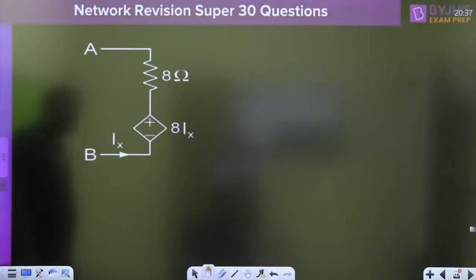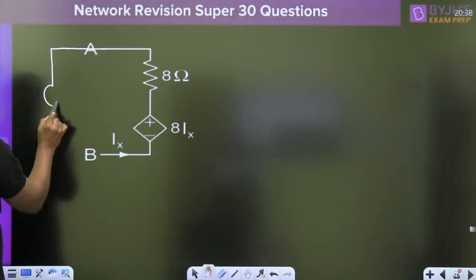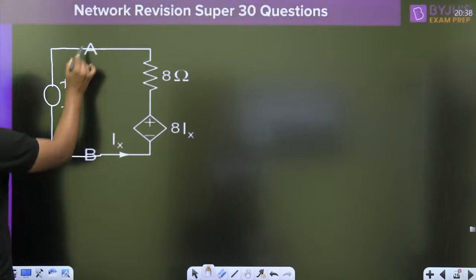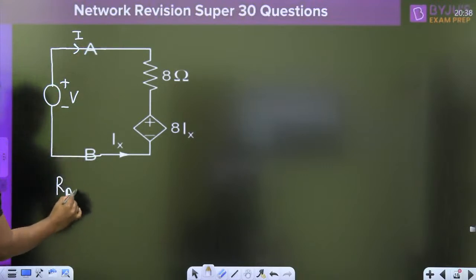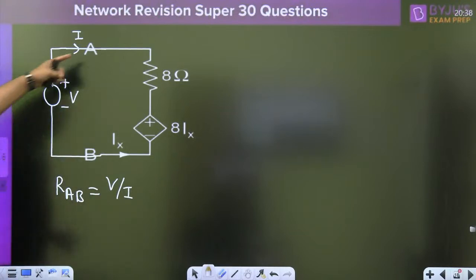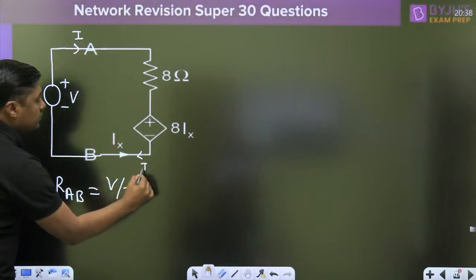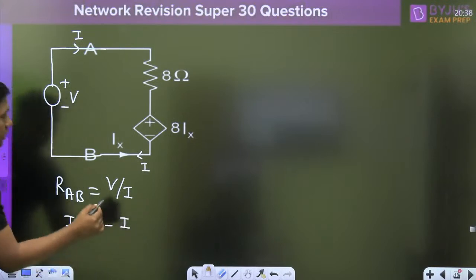Right. Now always remember 8 ohm, 8 Ix. If the equivalent resistance across A and B is required, then connect a battery of voltage V volt here. And what is the current given by this, I? What is RAB? RAB is nothing but V by I. Now, when I am writing the KVL, what is the relation between I and Ix? Here it is I. Ix is equal to what? Minus I. Ix is equal to minus I.